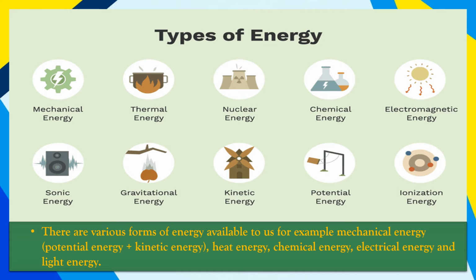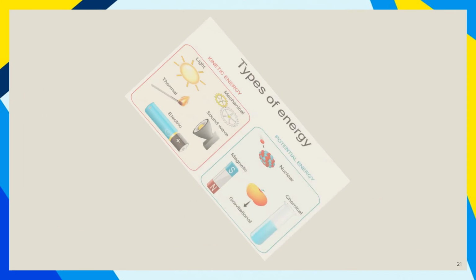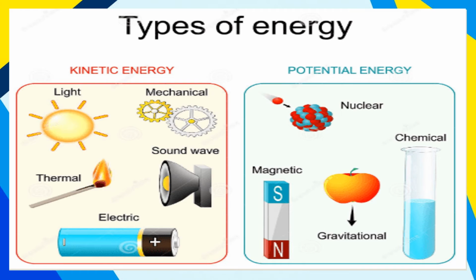Mechanical energy, you have seen so many examples, like moving vehicles possess mechanical energy. So there are various forms of energy available to us. For example, mechanical energy, potential energy, kinetic energy, heat energy, chemical energy, etc. But today in this chapter we will be emphasizing more on the mechanical energy part, which is further divided into two parts: potential energy and kinetic energy. So the two types of energy that we are going to learn today are kinetic energy and potential energy.